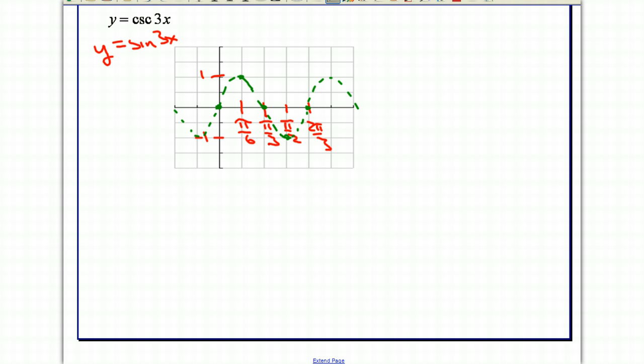And now don't forget, I've seen people stop right here. Don't forget to graph your cosecant graph. Vertical asymptotes anywhere my sine graph crosses the axis, because I cannot take the reciprocal of 0. I have these little loops coming off the top and off the bottom.